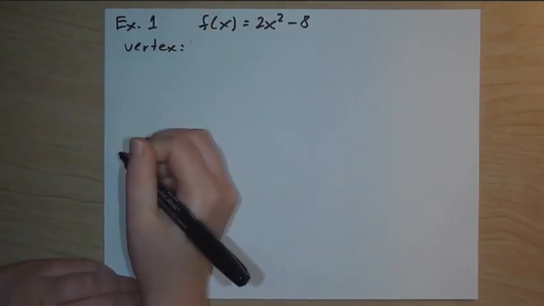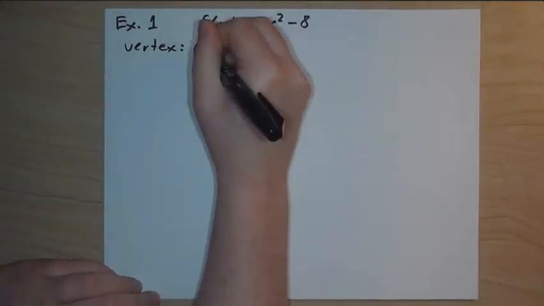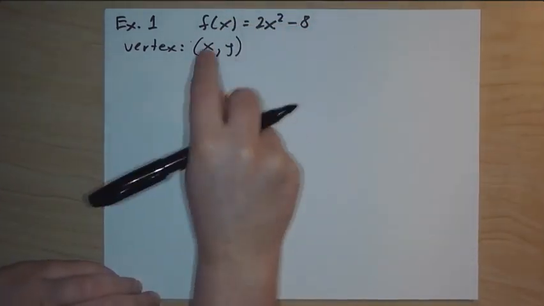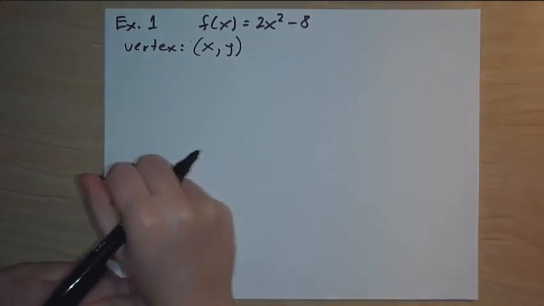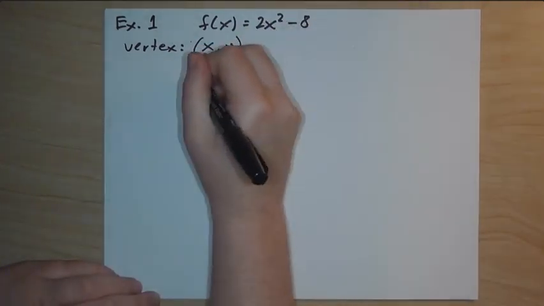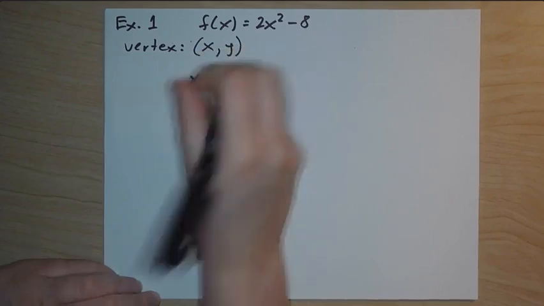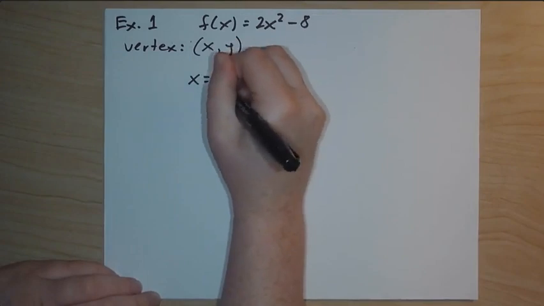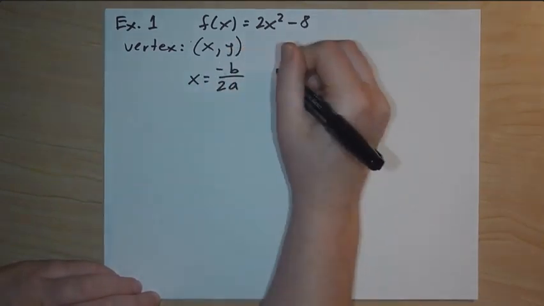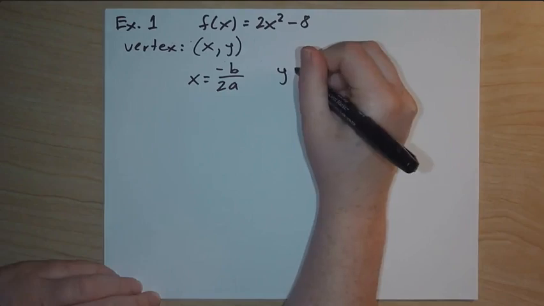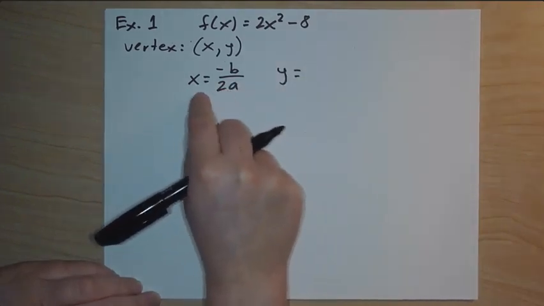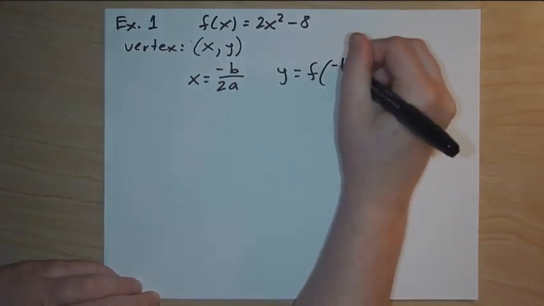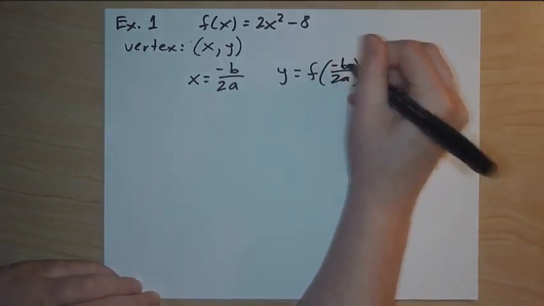The vertex will be a point. A point, if you don't remember, is of the form (x, y). We have to find our x value and our y value. So our x value is going to come from the formula x equals negative b divided by 2a, and our y value will be once we plug in this x into our function up here. So it'll be the function with negative b over 2a as our x.